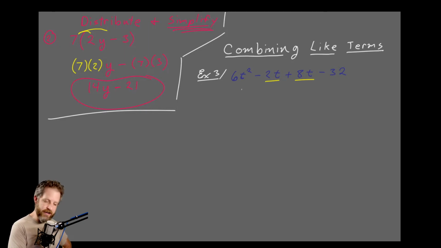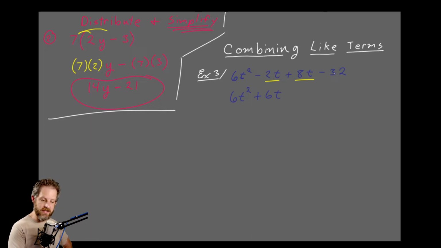So we're not going to touch the 6t squared. We're going to bring down 6t squared. My 2 went a little wonky, didn't it? Let's try that again. That looks better, doesn't it? Now, negative 2t plus 8t, the signs are different, so we subtract and keep the sign of the bigger one. So we end up with plus 6t.